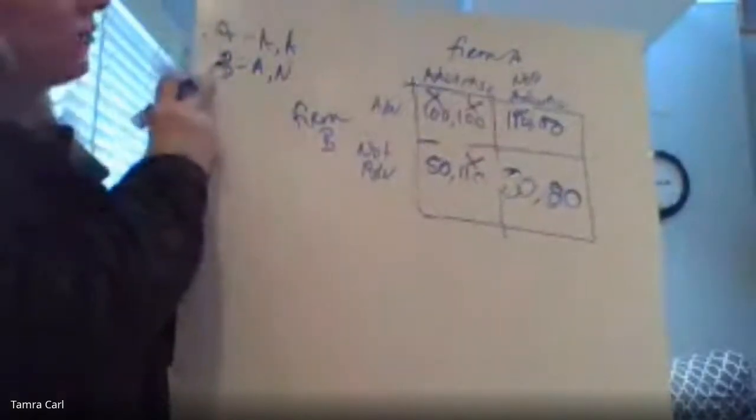So, dominant strategy. Firm A has a dominant strategy because I don't care what firm B does, they're always going to advertise. Firm B does not have a dominant strategy.